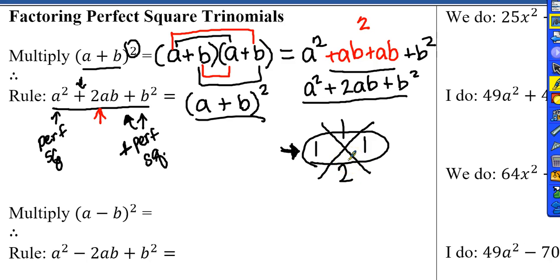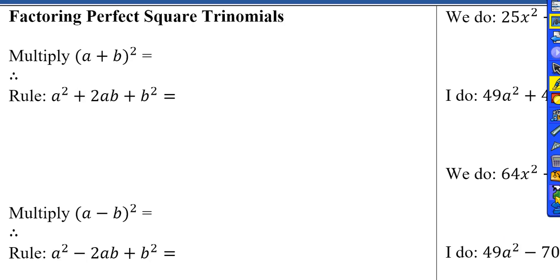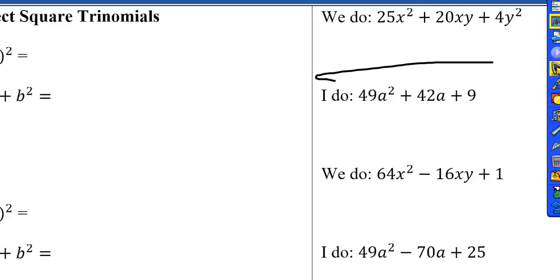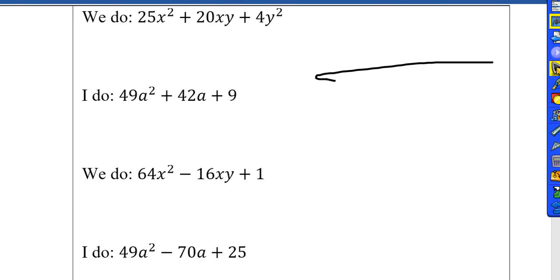All right, so I'm not going to go on to the next problem in that box. I'm going to go ahead and scoot over to these problems here. And what we're going to do is factor this problem here together.